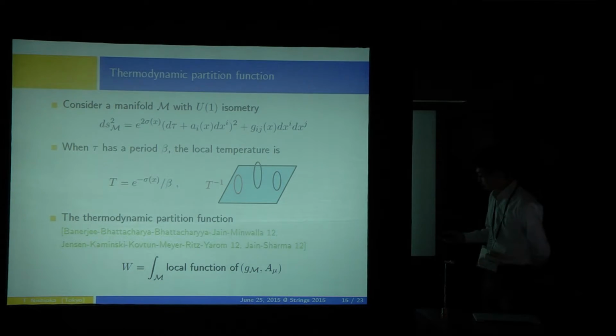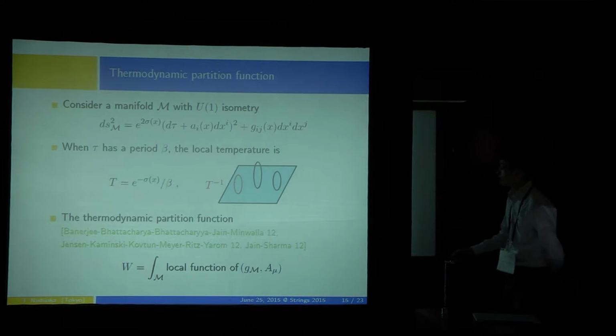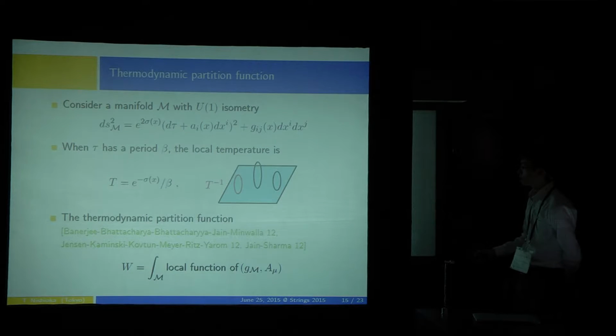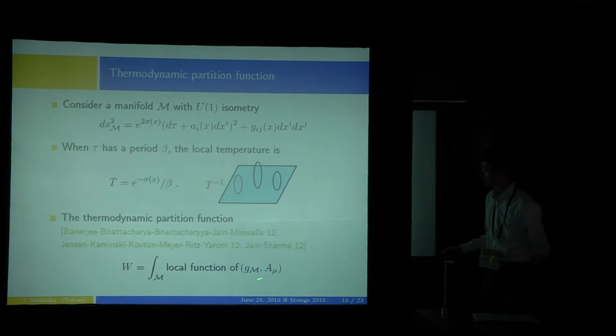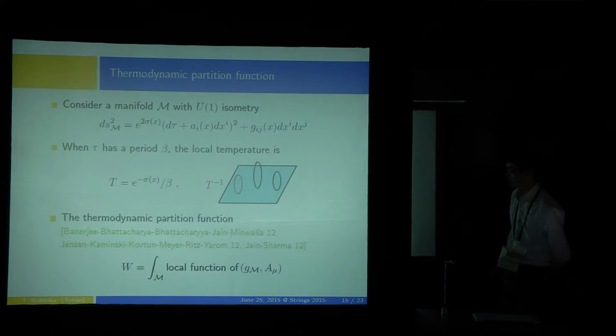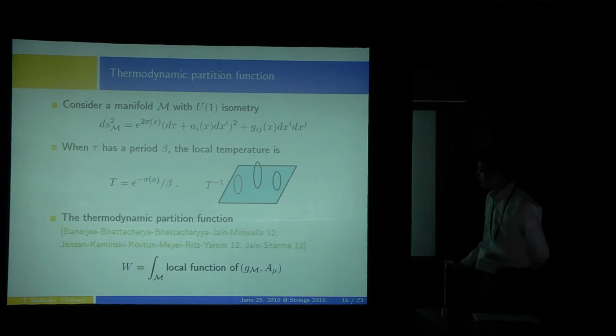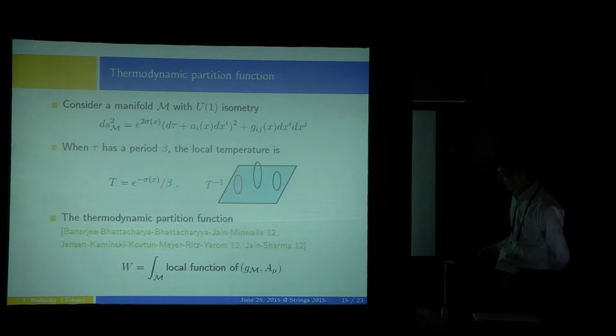The thermodynamic partition function is given by an integral of a local function of the metric, and if you have an external field, A mu, it is also a functional of A mu too. This is pretty well known, and I'd like to take advantage of this formulation.